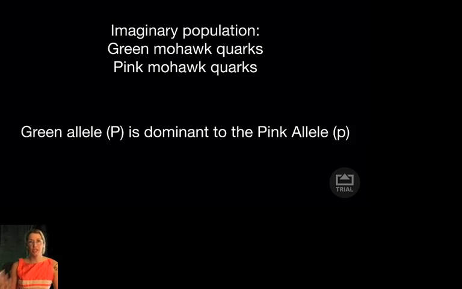So here's our imaginary population. Our imaginary population is made up of things called quarks, and in our imaginary population, quarks can have green mohawks or quarks can have pink mohawks. The green allele is dominant to the pink allele. In genetics, we name the letter after the recessive allele. The pink allele is recessive, so capital P represents our dominant allele.